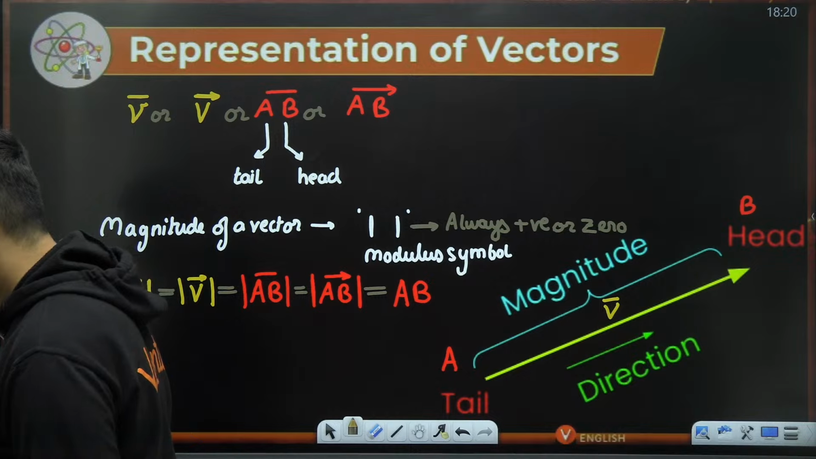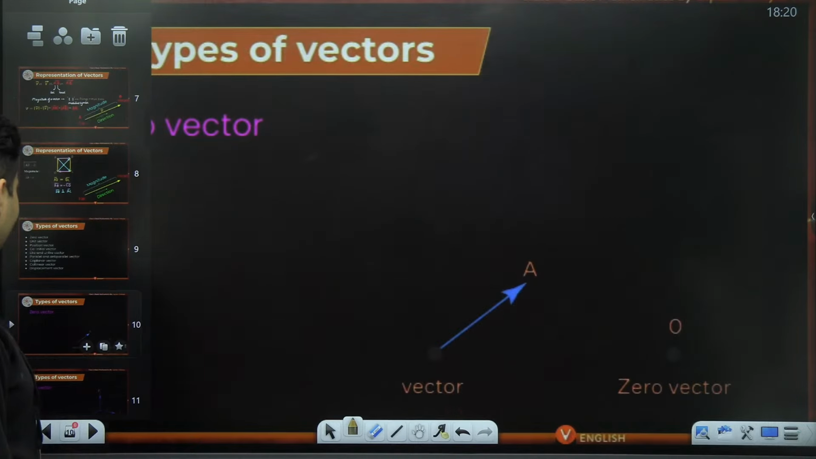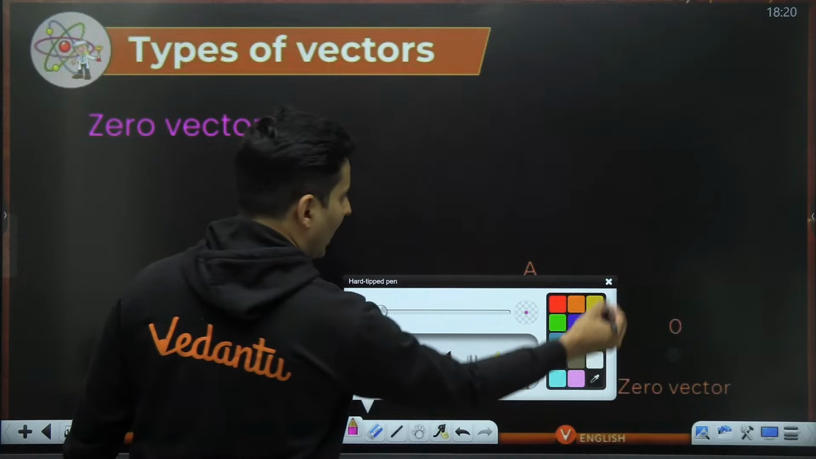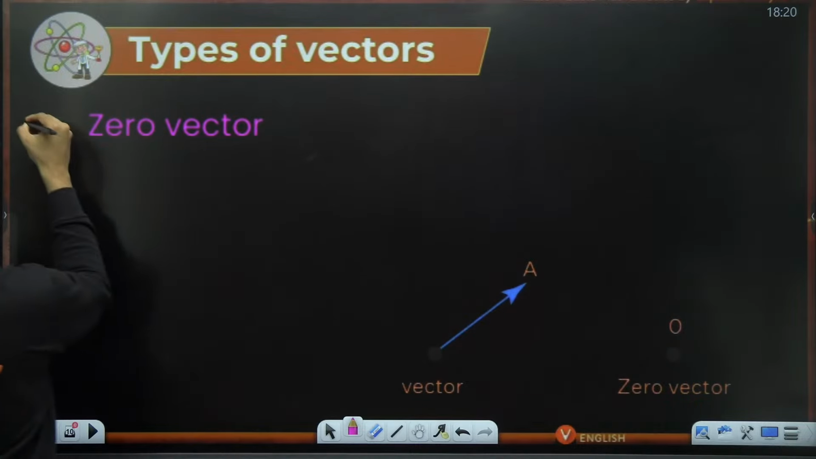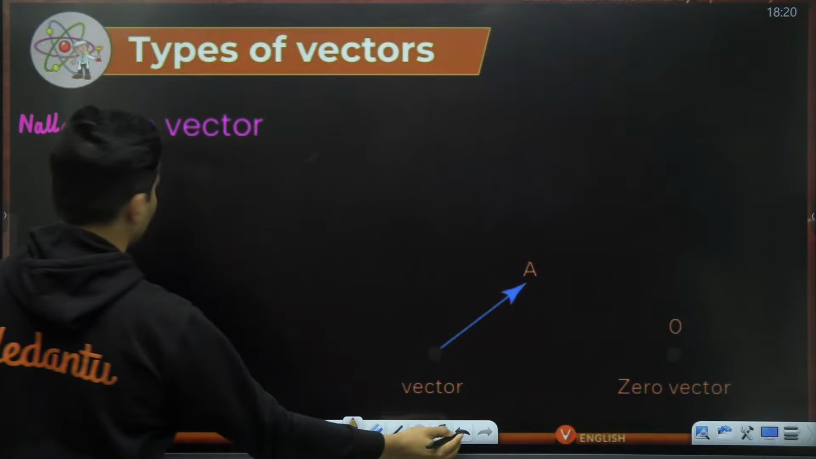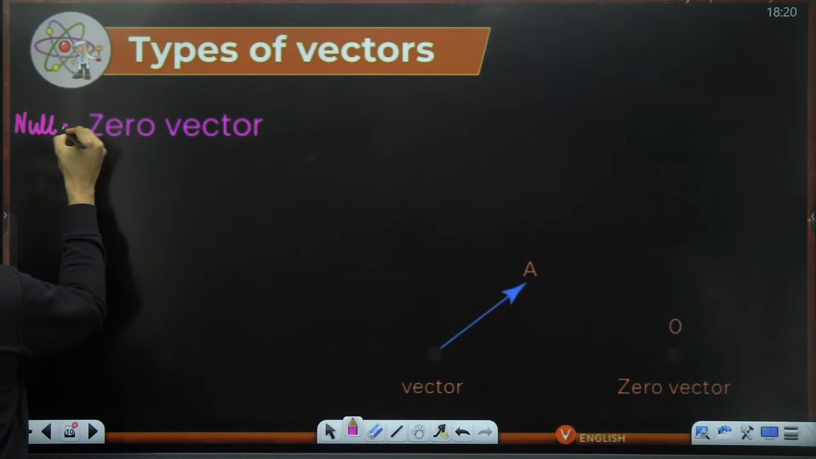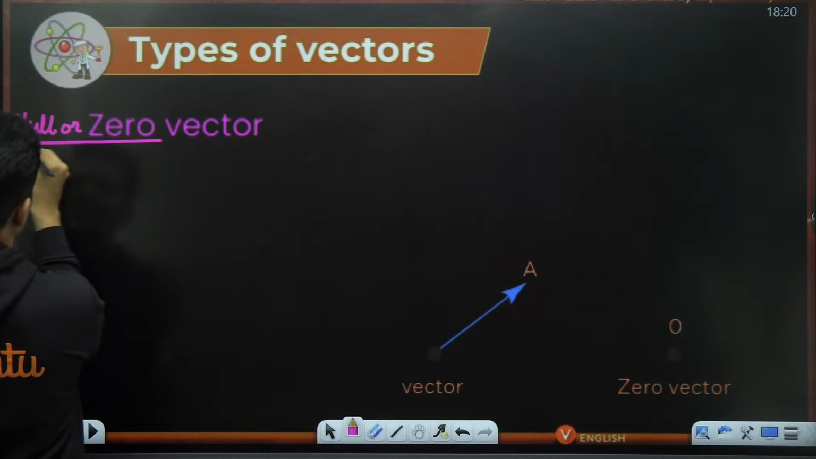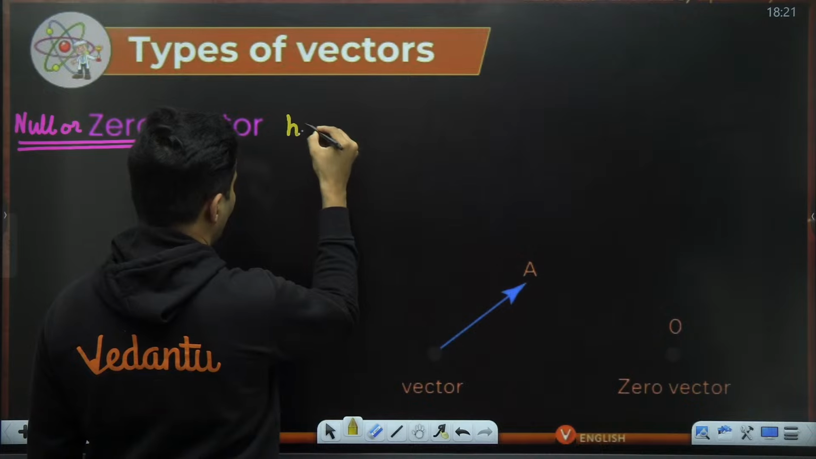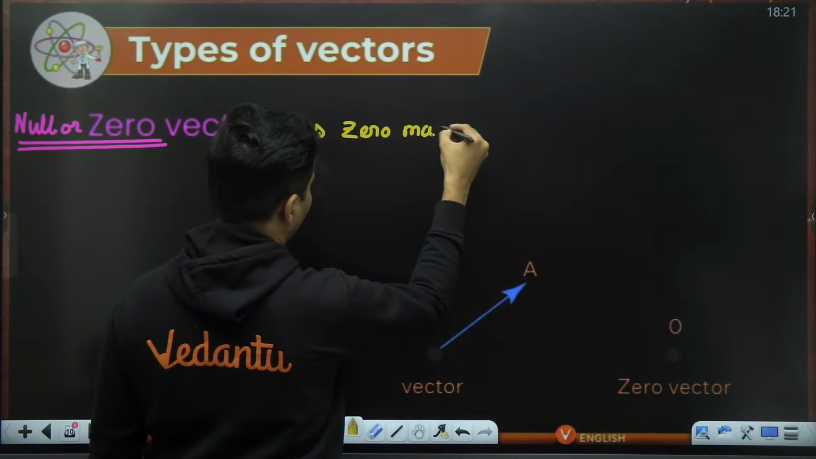Okay. Yes, there is no mod, but there is mod. So what do you call that vector which has no magnitude at all? It is called zero vector, and sometimes also called null vector. So null vector or zero vector basically has zero magnitude. Zero magnitude.